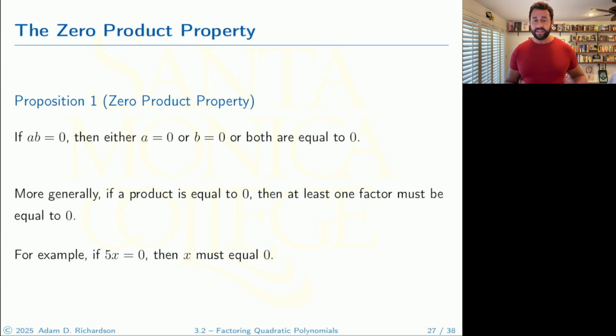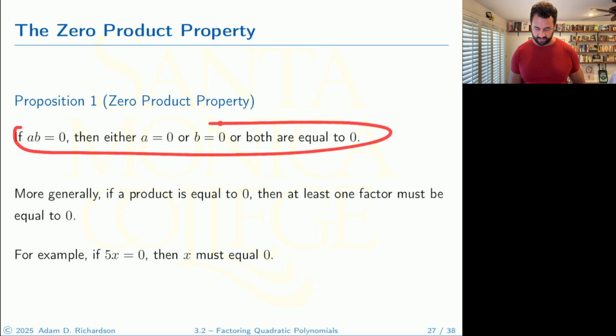So here's the zero product property. You've probably heard of it before. It's critical. It basically says this: if a product A times B equals zero, then either A is zero or B is zero or both are zero. That's the zero product property. In other words, if a product is zero, there must be at least one factor that is equal to zero, or they could all be zero, right? That's the whole idea.